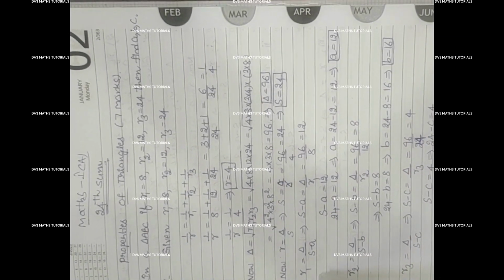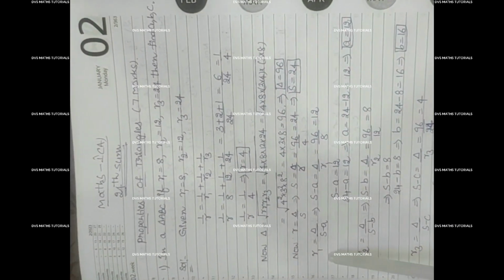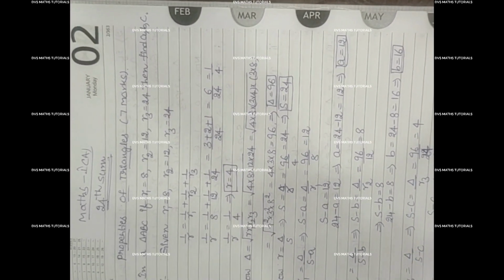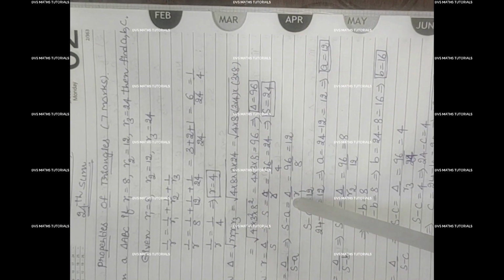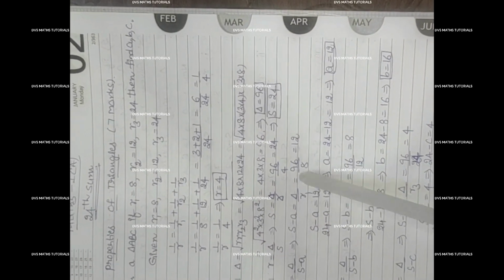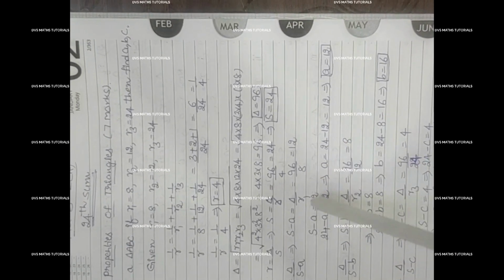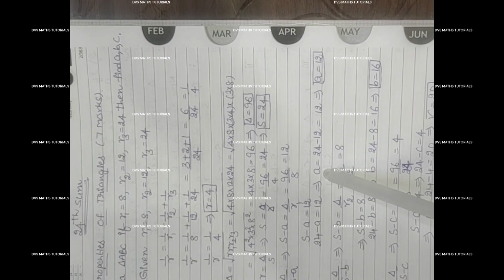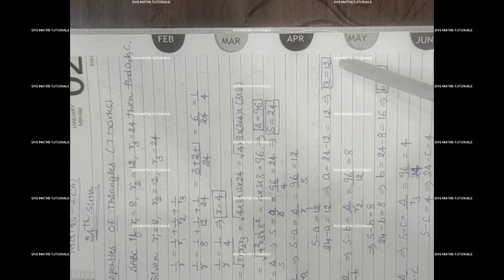Now you need to find out the values of small a, b, c. For that, we have to use the formulas of small r1, r2, r3. What is r1? Delta by s minus a. So s minus a is equal to delta by r1, 96 by 8 which is equal to 12. So s minus a is equal to 12. 24 minus a is equal to 12. What is a now? 24 minus 12, that is equal to 12. So a is equal to 12.